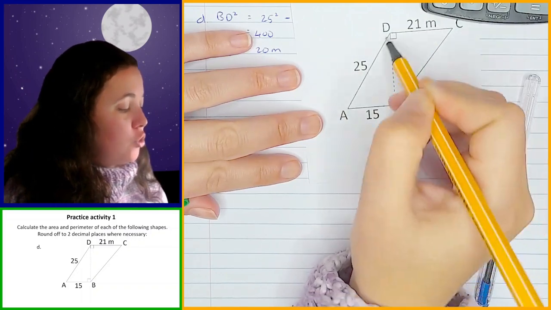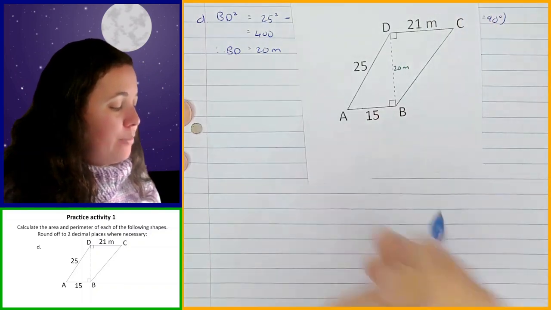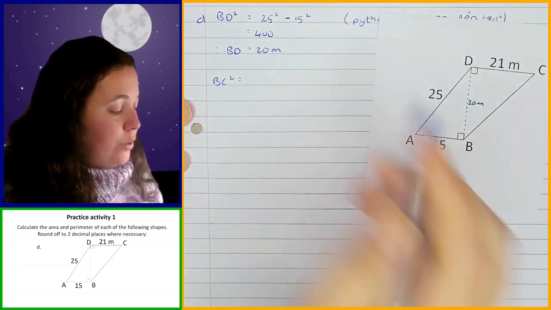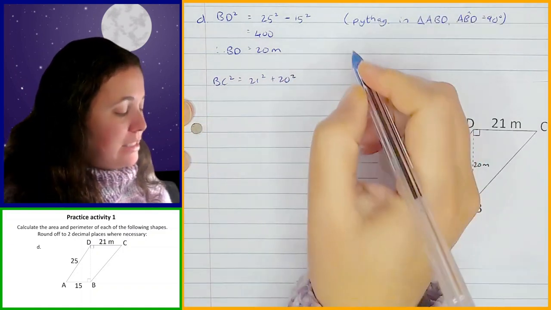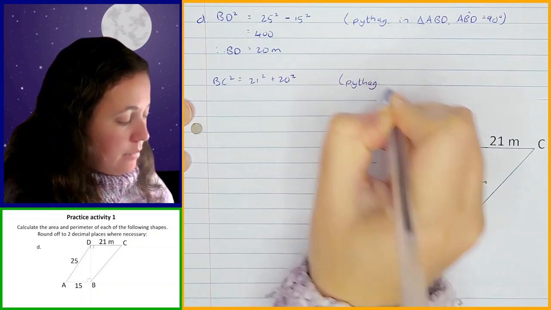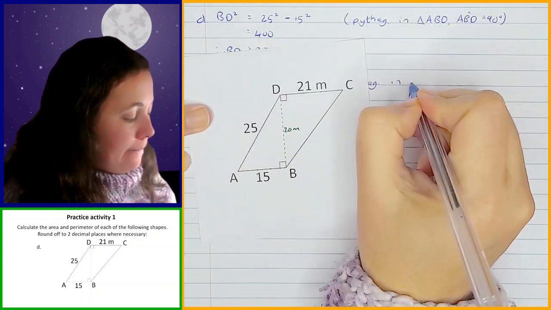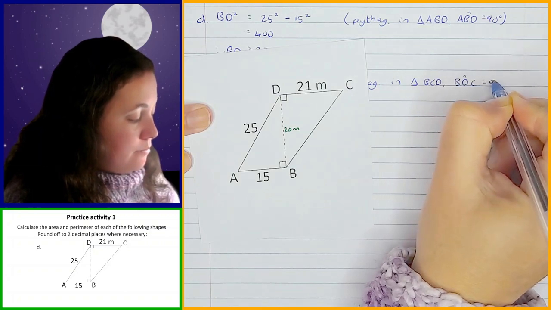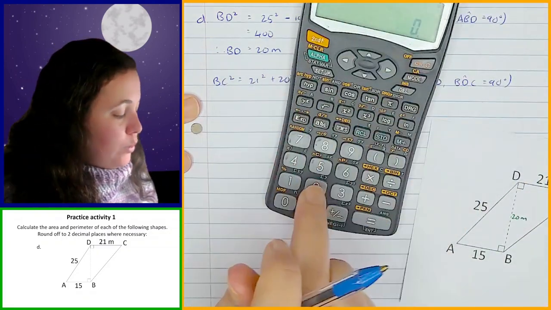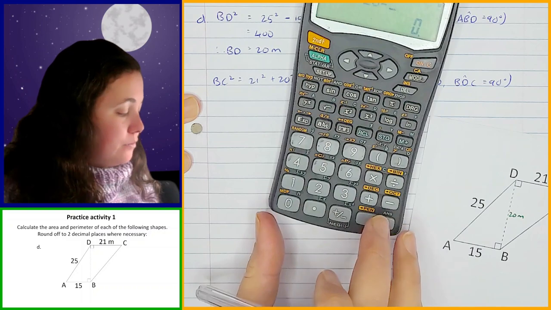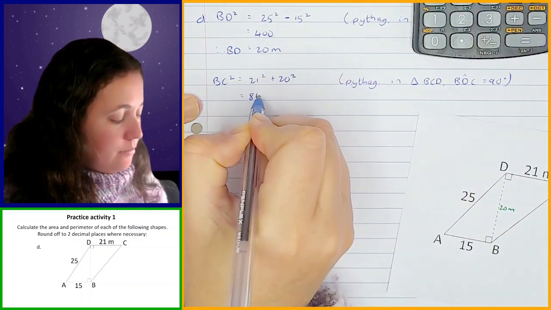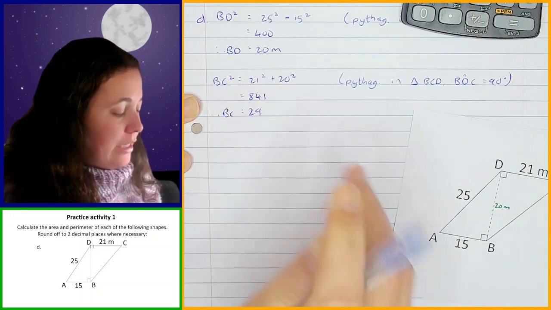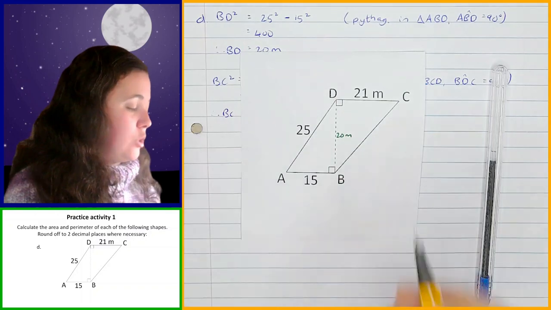Now I can use these two to work out the length of BC over there. Right, so BC squared, it's the hypotenuse in that one, so I'm going to be adding these two sides. So it's 21 squared plus 20 squared. And my reason that I can say that is because of the Pythagorean theorem in triangle BCD with angle BDC equal to 90 degrees. Okay, so now let's go and work that out. So 21 squared plus 20 squared gives us 841. Then the square root of that is 29. So BC is equal to 29. Okay, so now we know what the length of this side over here is. This is 29 meters.